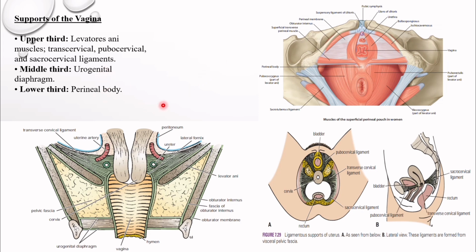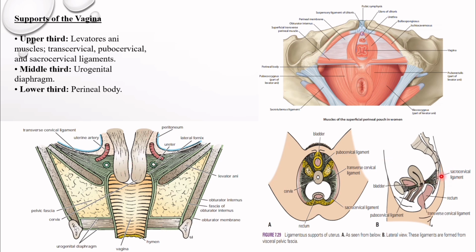Then the support of the vagina. This is the vagina, and it is in communication with the cervix. The upper third has support from the levator ani group of muscles, which were also supporting the uterus. Then we have ligaments such as the transverse cervical ligament, also supporting the vagina so that it does not prolapse.